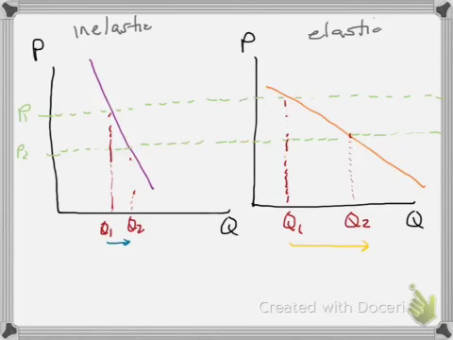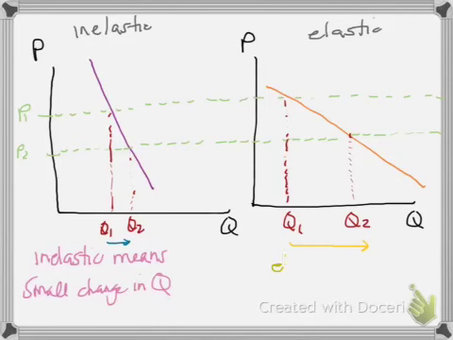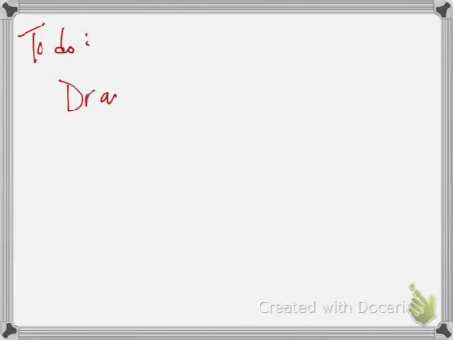And yet, on the left-hand or inelastic market, the quantity is changing a very small amount from Q1 to Q2. And in the elastic market, the movement, the yellow arrow, is much longer from Q1 to Q2, because the demand for that good is very elastic or very price sensitive. So inelastic means small change in Q for a given change in price. Elastic means a big change in Q for a given change in price.